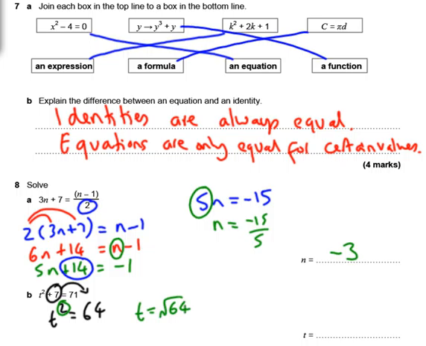Now there's actually two possible answers. The square root of 64, most people would just say is 8, because 8 times 8 is 64, which is correct. You could also have minus 8, because minus 8 times minus 8 also makes 64.